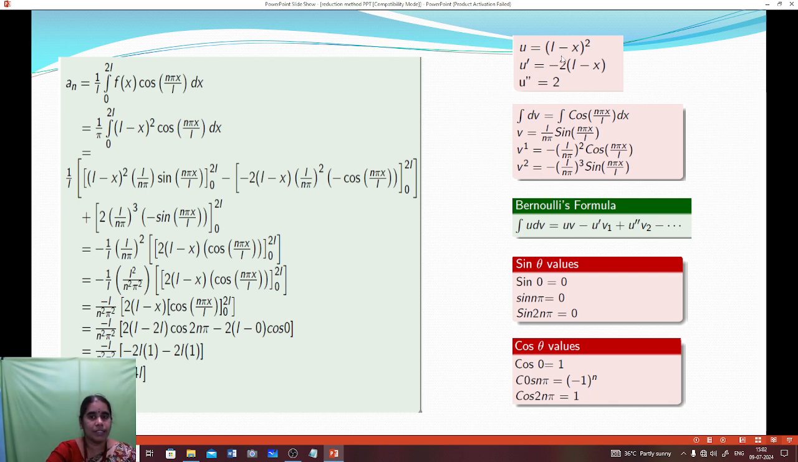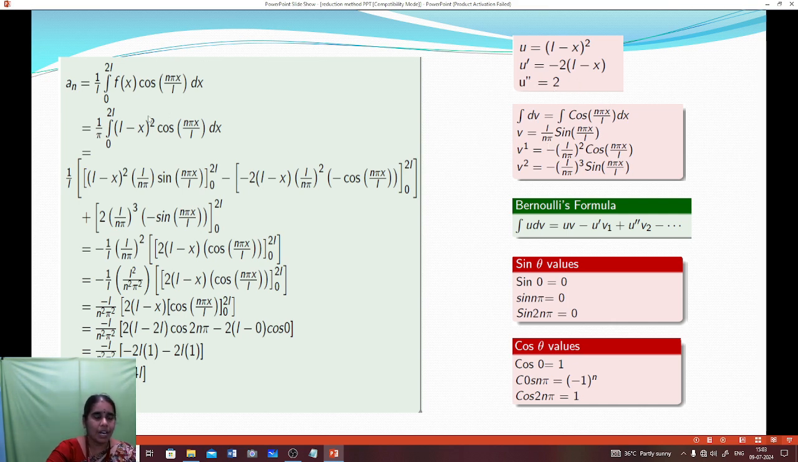On differentiating this thing by using the formula, derivative of x power n is n into x power n minus 1. So on differentiating, we get 2 into (L minus x) the whole power 1. And we have to differentiate the inner terms, which gives minus 1. So on combining, we write our u dash as minus 2 into (L minus x). Next, once again we have to differentiate. Until we get 0, we have to differentiate. So u double dash is minus 2 into minus 1, nothing but 2.